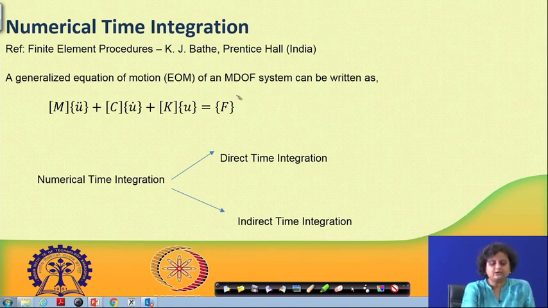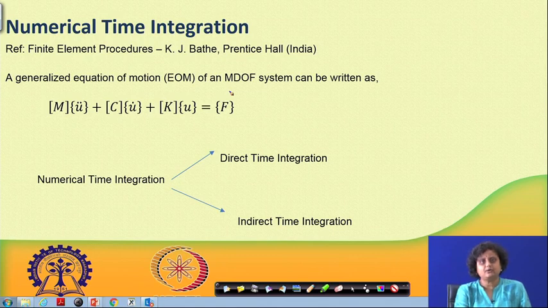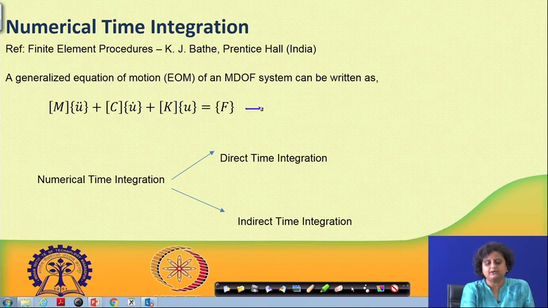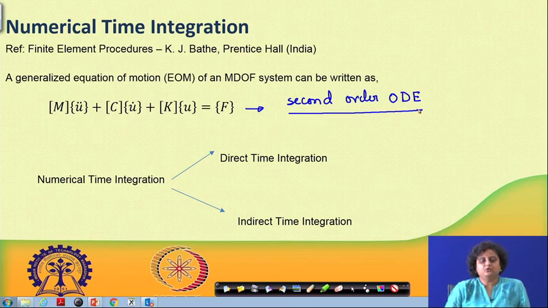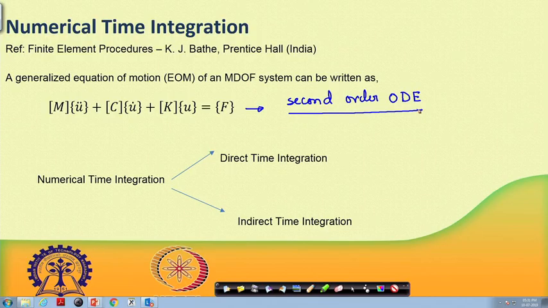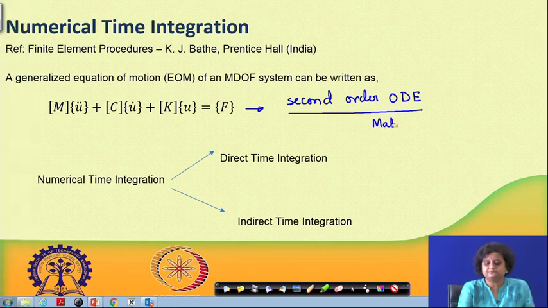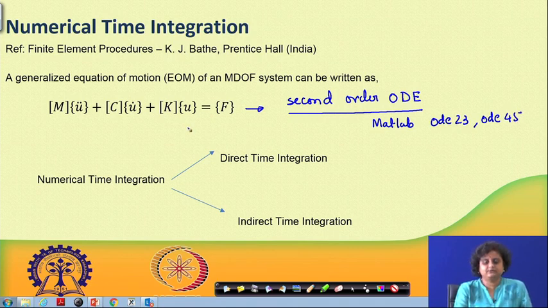If I look into this equation of motion, as well as the equation of motion for a single degree of freedom system, it is nothing but a second order ordinary differential equation. All of us appreciate that. So, we all know how to numerically solve an ODE. There are several numerical techniques available to numerically solve an ODE. MATLAB has inbuilt toolbox functions called ODE45, ODE23, ODE 4-5, which can directly solve this kind of equations. Now, how do they solve this?